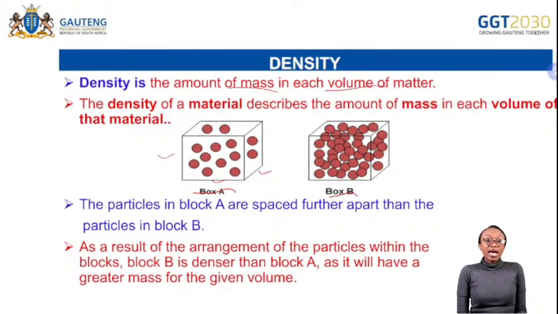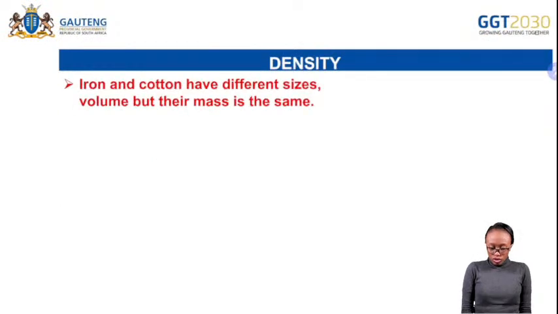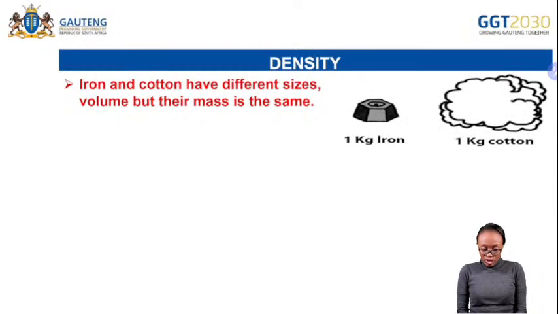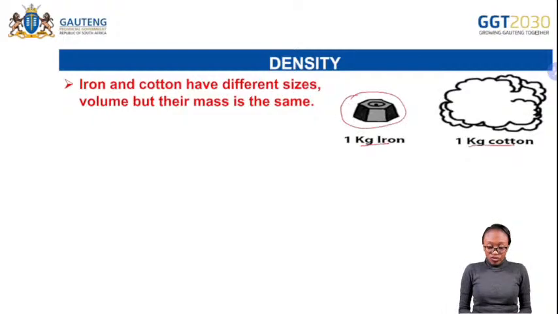So if we look at iron and cotton in this picture, they have the same mass, but their sizes are different. The 1 kg of iron, when you look at its size physically, is quite smaller. But the 1 kg of cotton, when you look at its size physically, is larger, it is bigger. But the masses are the same.